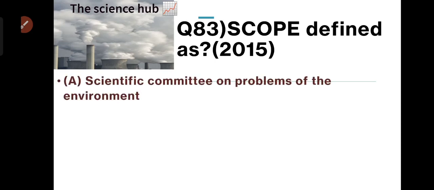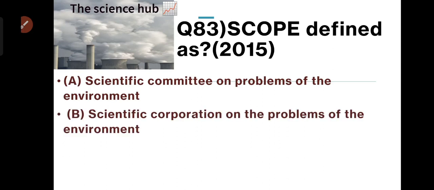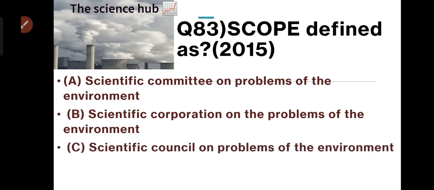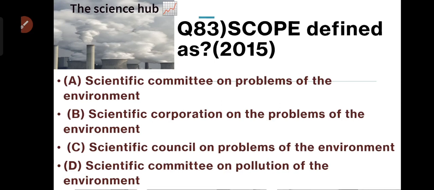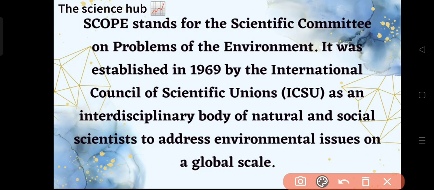Here our first option is Scientific Committee on Problems of the Environment. The second option is Scientific Corporation on the Problems of the Environment. Third option is Scientific Council on Problems of the Environment. And the fourth option is Scientific Committee on Pollution of the Environment. So at first let us discuss SCOPE.